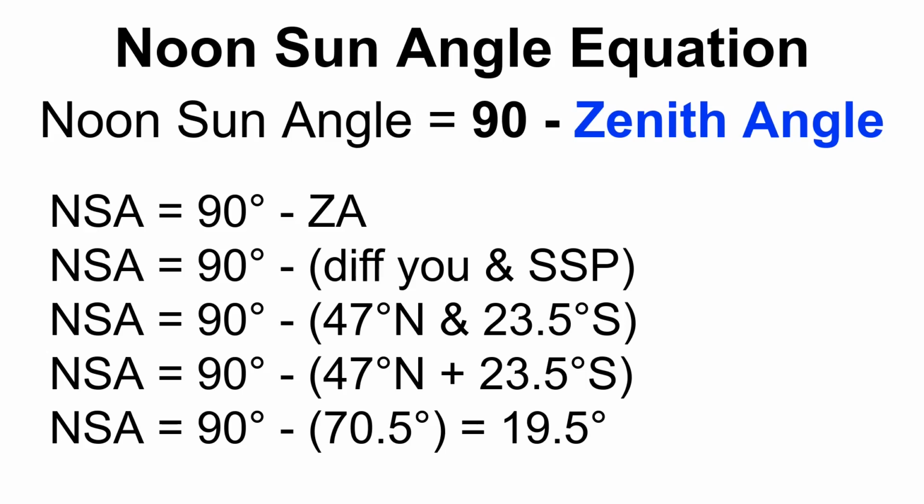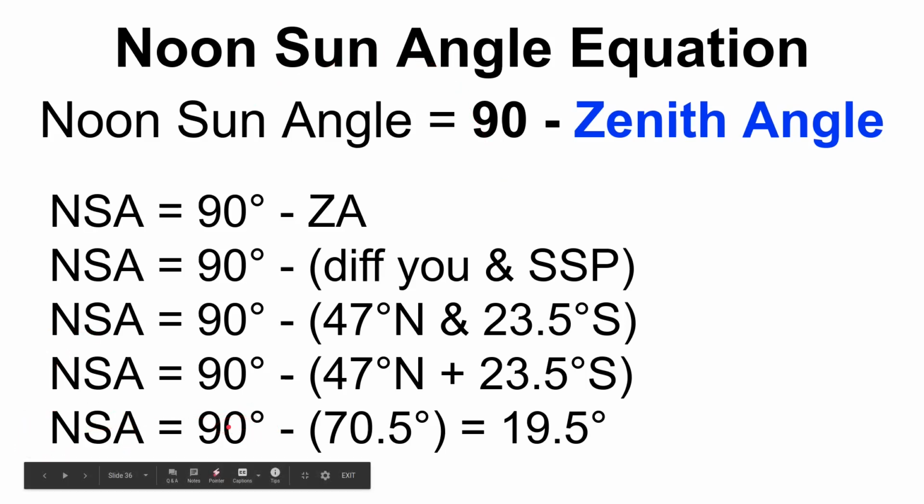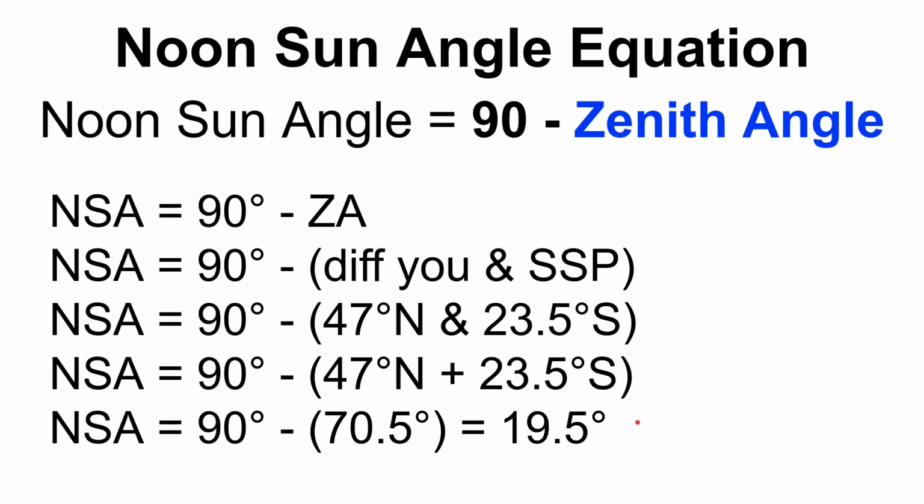So the noon sun angle equals 90 degrees minus the zenith angle, which equals 19.5 degrees. So the noon sun angle would be 19.5 degrees.